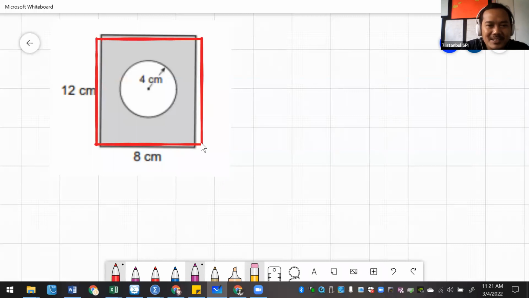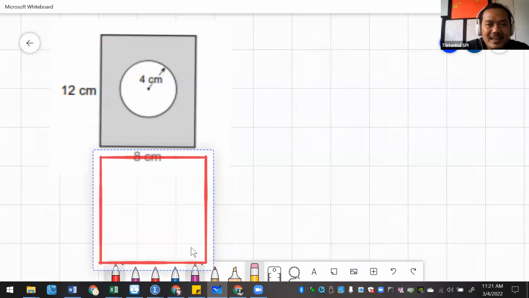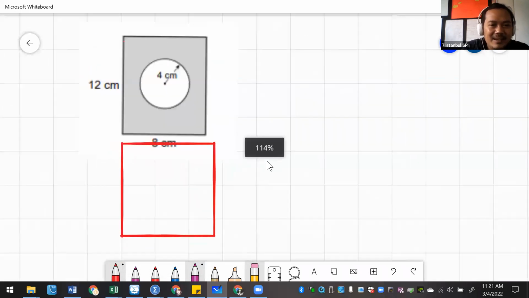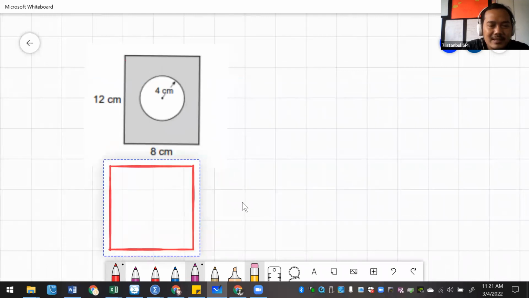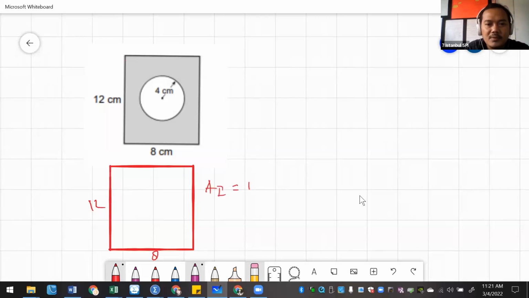So previously we have this shape over here, right? And then you take something inside, right? So we can calculate this area first. So the area of the shape is 12 and 8. So the area of this shape is equal to 12 times 8, which is equal to 96, right?